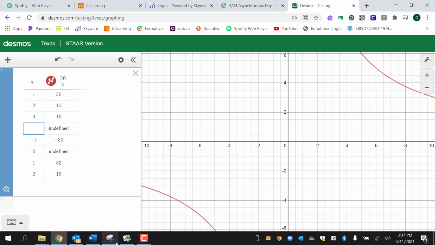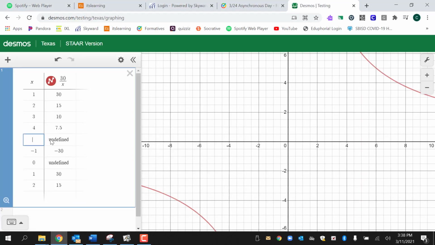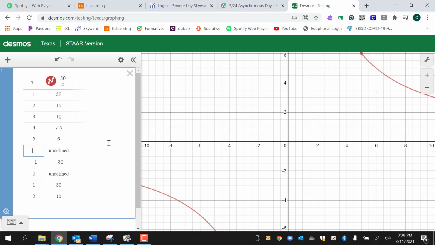3 and 10. They're both whole numbers. I'm going to write them down. 3 and 10. Okay, let's try 4. 4 gives 7.5. That is a decimal. I am not going to include that in my list. I only want whole numbers. So skip 4. How about 5?